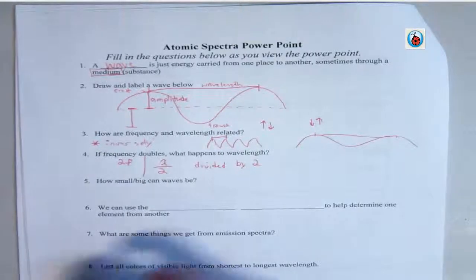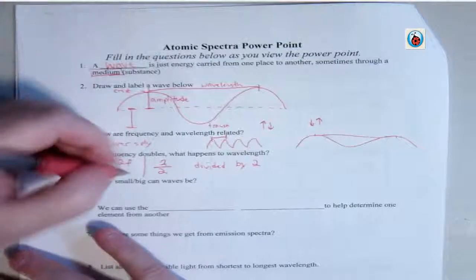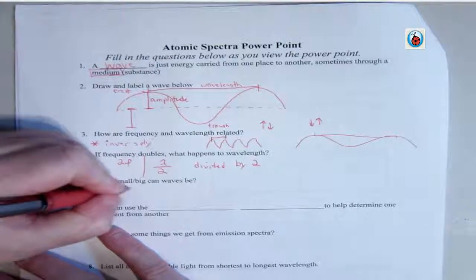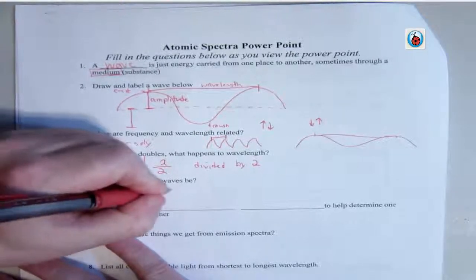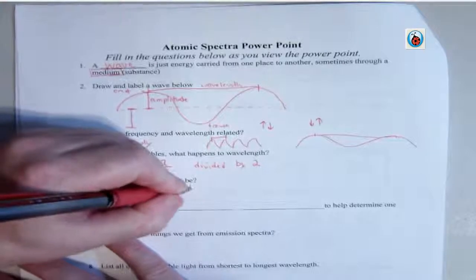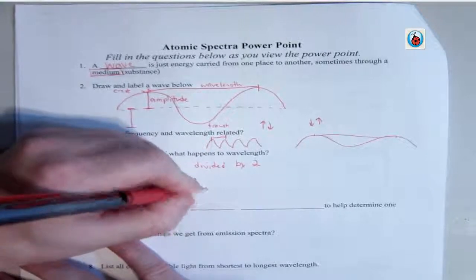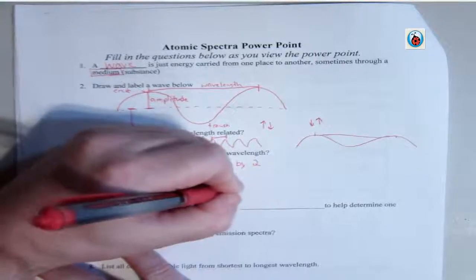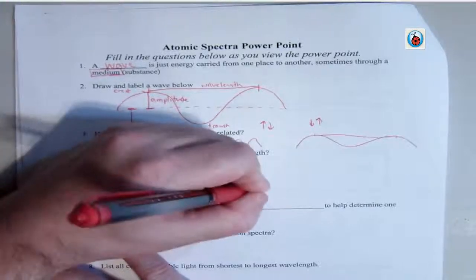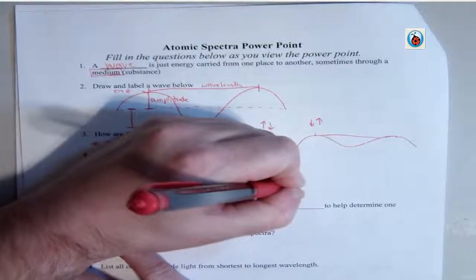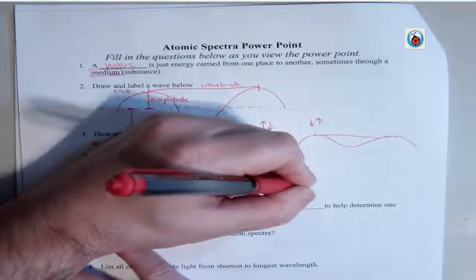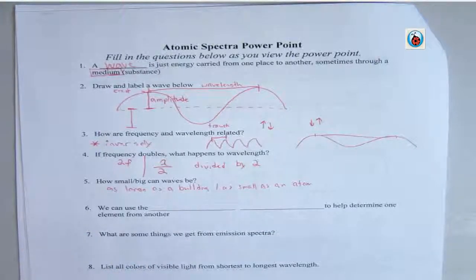Right? So however you want to word this, I'm going to go ahead and say as large as a building or as small as an atom. Or you could say atomic nuclei, really. That was a better deal. All right, number 6. We can use the blank to help determine one element from another.